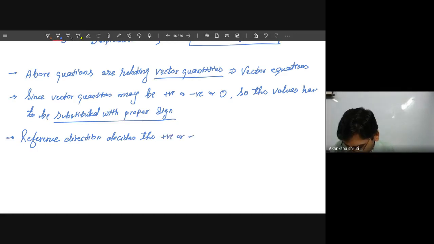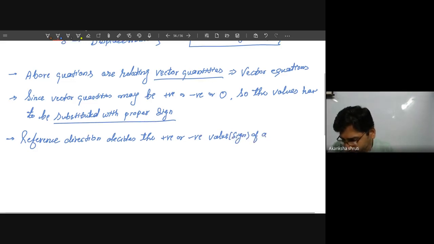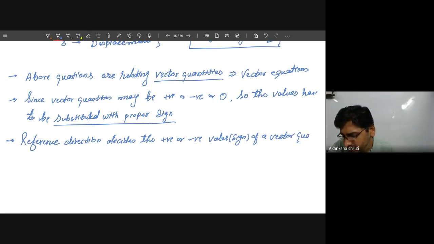Positive or negative value, or negative sign basically, of a vector quantity. This is very important. How is this? That we will learn later.